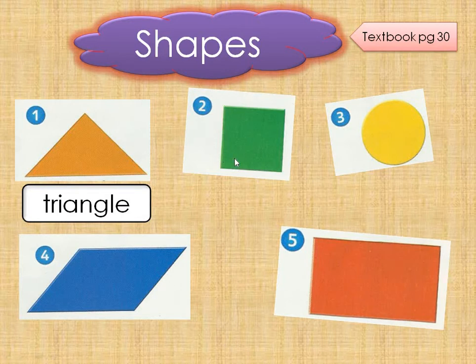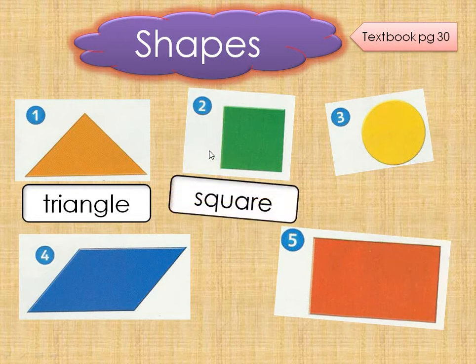Okay, number 2. What color is this, class? Yes, it is green. How about the shape? Apakah bentuk ini? It is a square. A square. So, it is a green square. A green square. Segi empat tepat yang berwarna hijau. Okay? A green square. Okay, next.